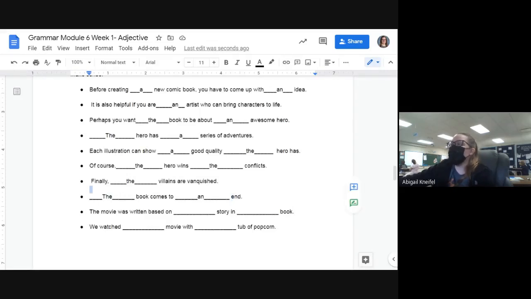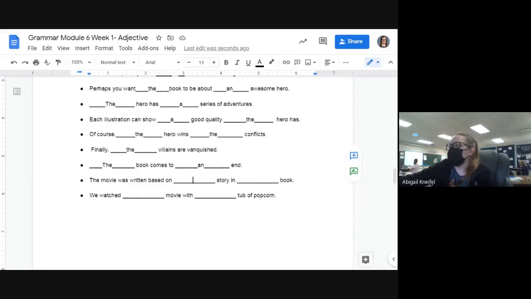The movie was written based on blank story in blank book. Mark, what do you think? The story was written based on blank story in blank book.